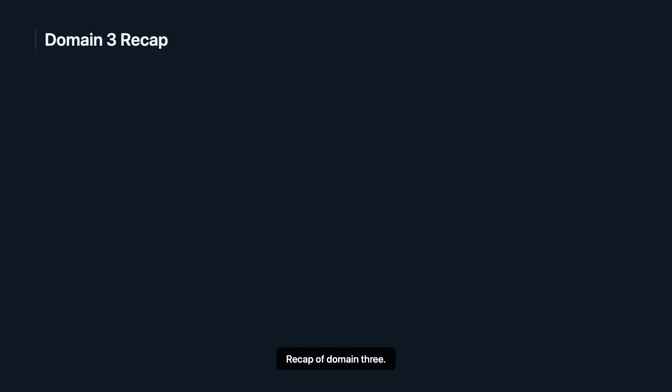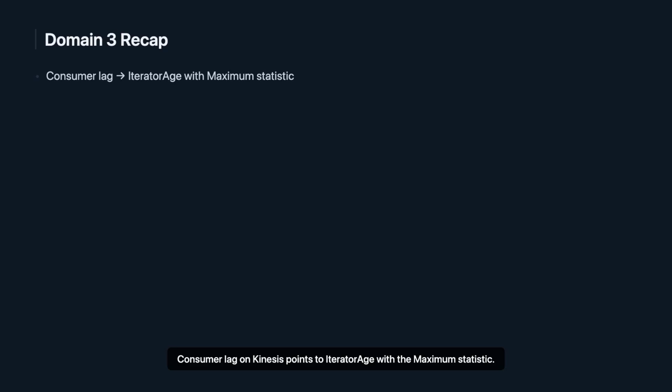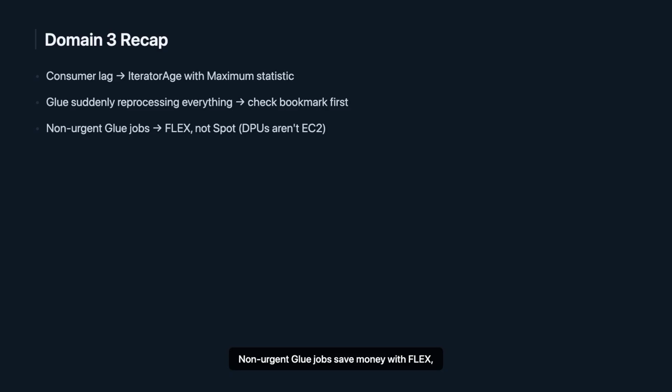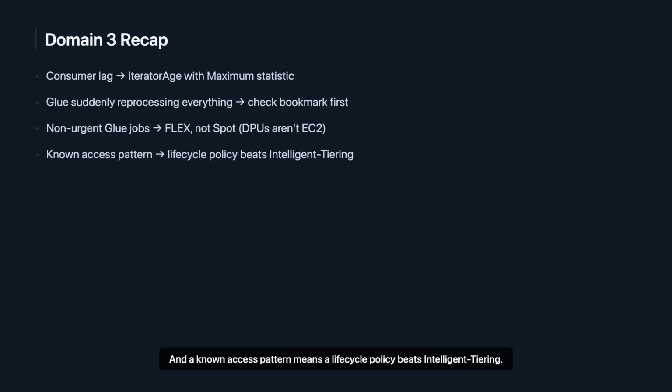Recap of Domain 3. Consumer lag on Kinesis points to IteratorAge with the maximum statistic. Glue suddenly reprocessing everything points to a disabled or reset bookmark. Non-urgent Glue jobs save money with Flex, not Spot, because DPUs aren't EC2. And a known access pattern means a lifecycle policy beats Intelligent-Tiering. Notice that operational questions are mostly about pattern recognition. Match the symptom to the right knob.